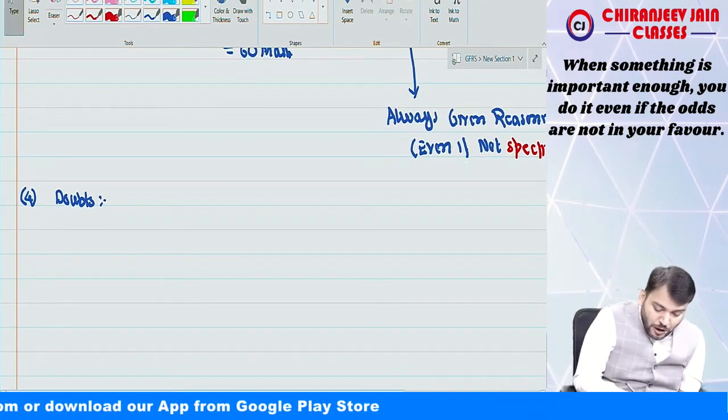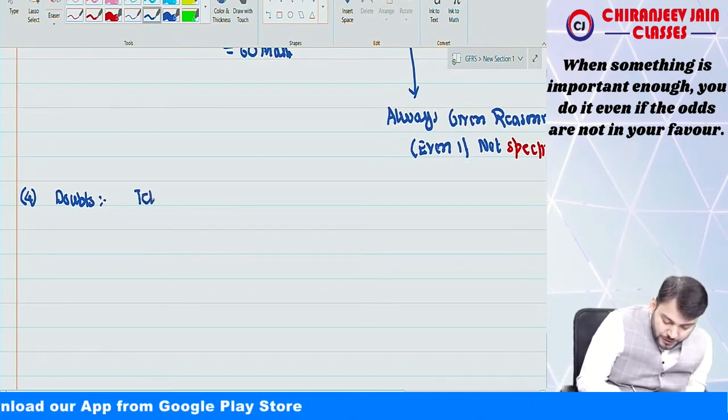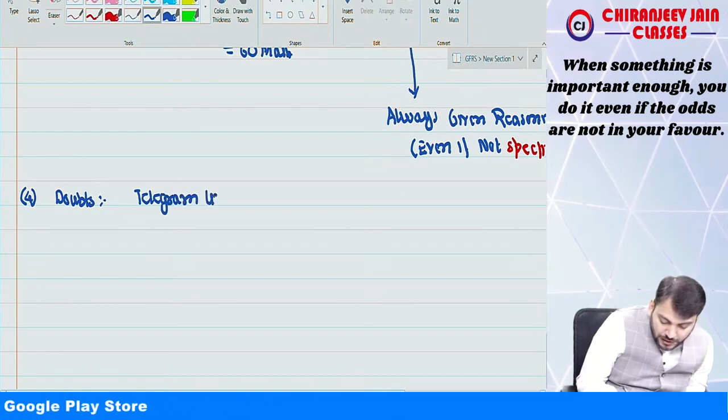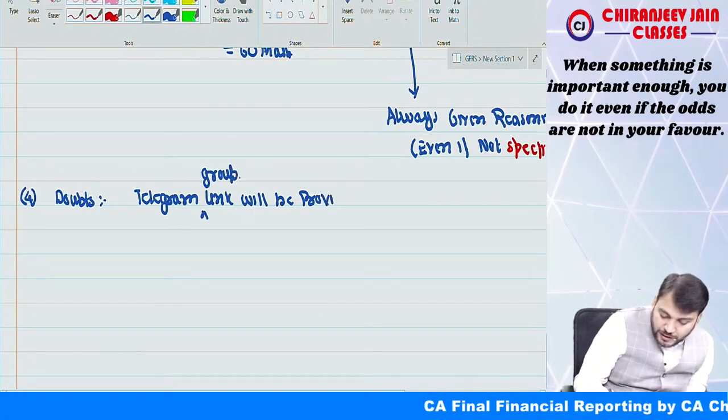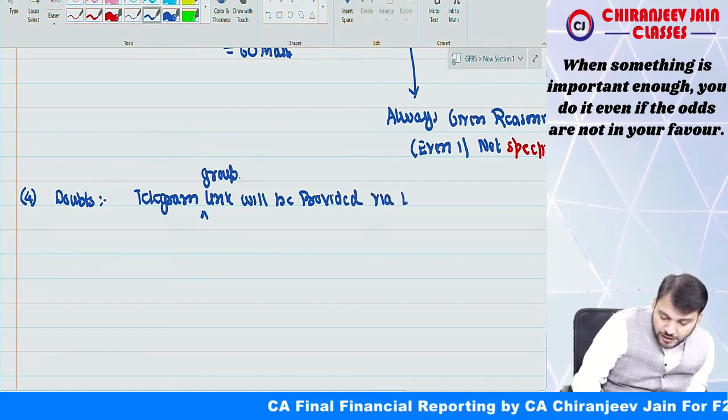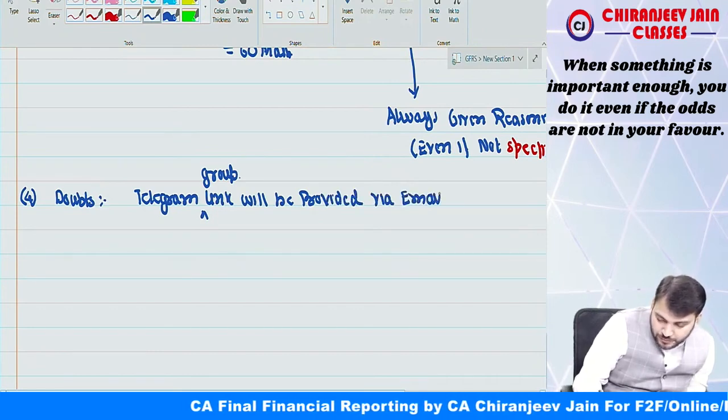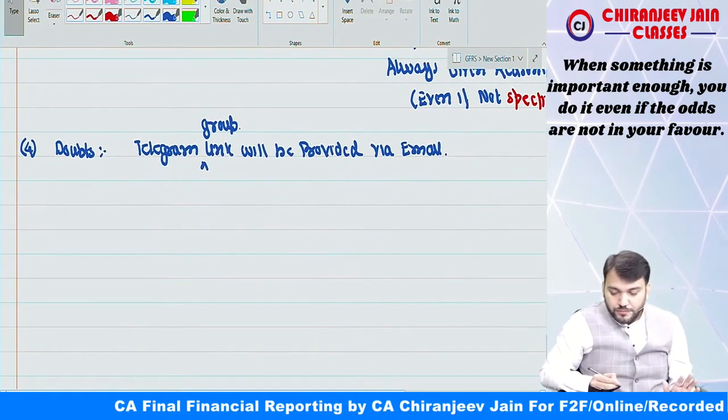You can ask all doubts related to this chapter, related to this subject in that Telegram group. Correct. Now for doubt, I am writing: Telegram group link will be provided via email. Yes, sir. We have understood.